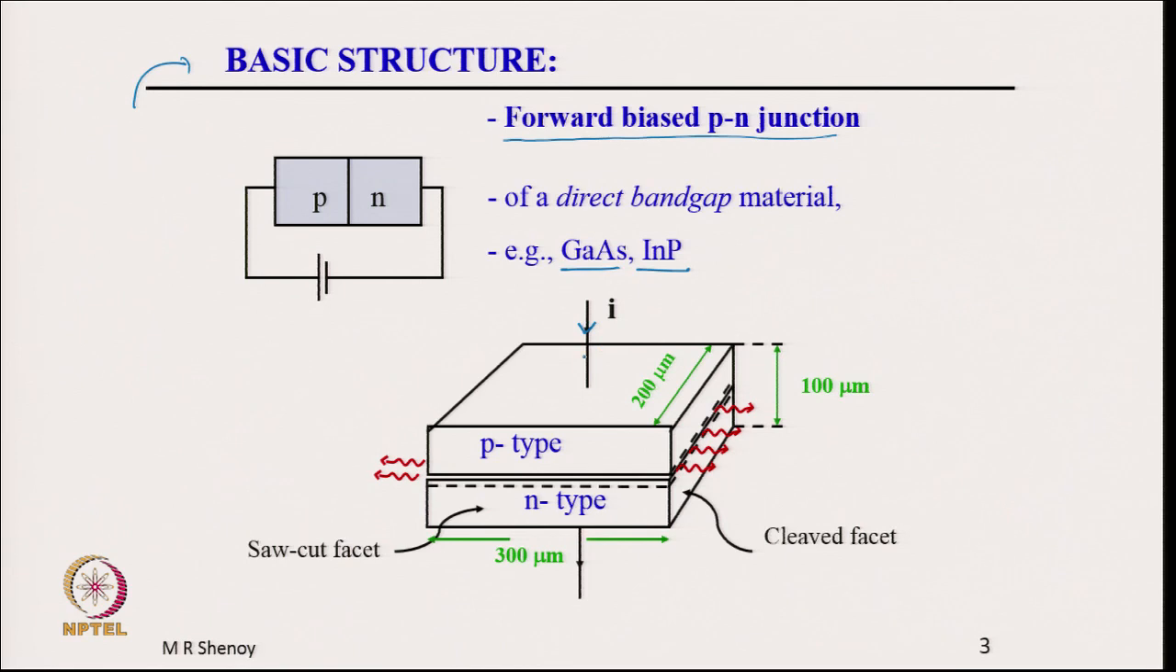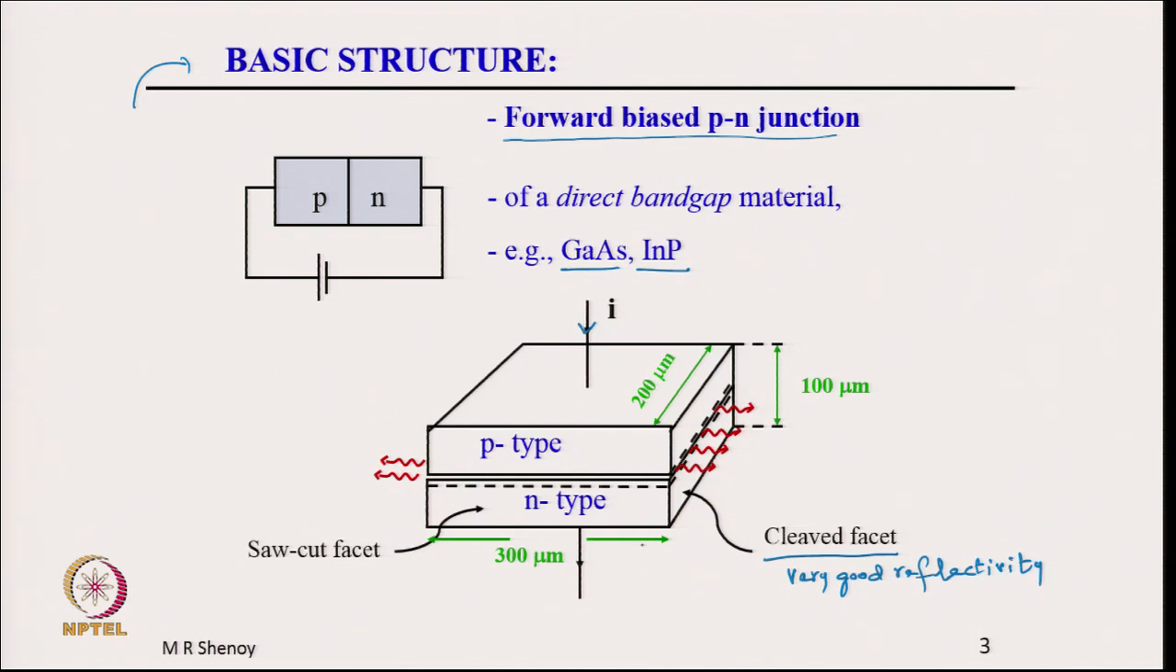The current I flows across the junction, and at the junction region the electrons and holes recombine, generating photons which result in lasing in the device under proper conditions. As shown here, the laser generally has two cleaved facets. Cleaved facets give very good reflectivity, and usually there are no mirrors in a semiconductor laser, only the cleaved ends themselves.